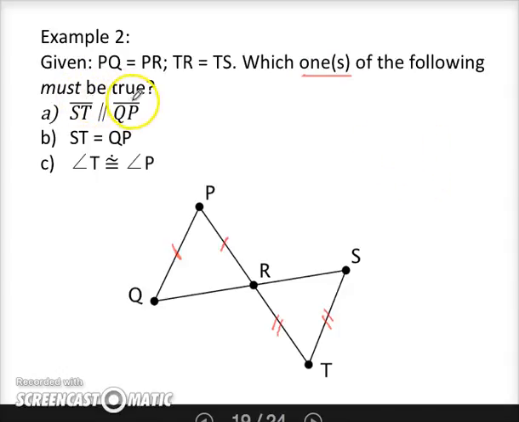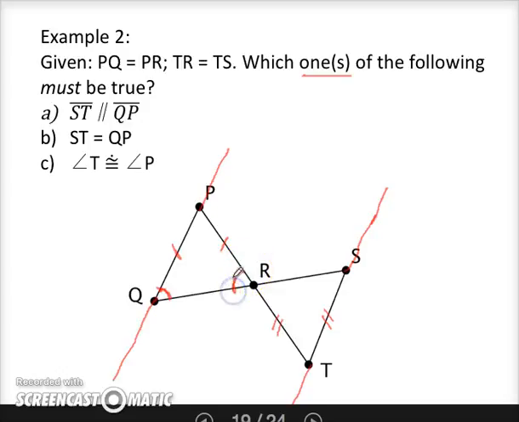ST is parallel to QP. ST, I'm going to extend this line. We want to know whether it must be parallel to QP. Well, at first glance, there's no angles marked here, so it doesn't seem like there's any way we could prove these lines parallel. But let's remember what we learned about the isosceles triangle theorem. This triangle here is an isosceles triangle. We have the two legs marked, so we can mark the two base angles congruent to each other.